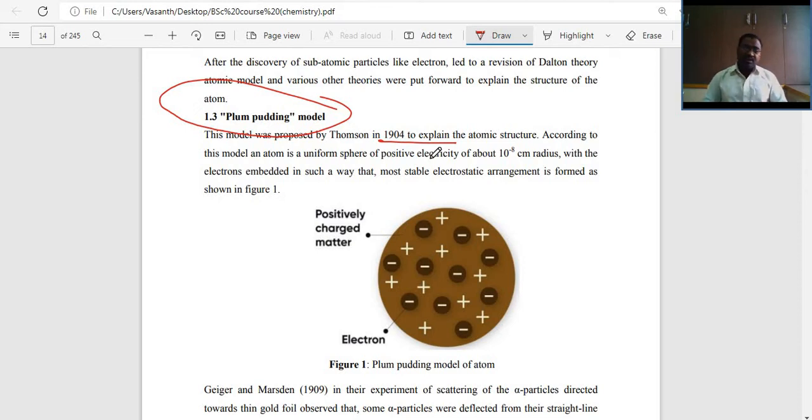According to this model, an atom is a uniform sphere of positive electricity of 10 to the power of minus 8 centimeter radius. This is most stable because of this electrostatic arrangement that is shown in figure 1.